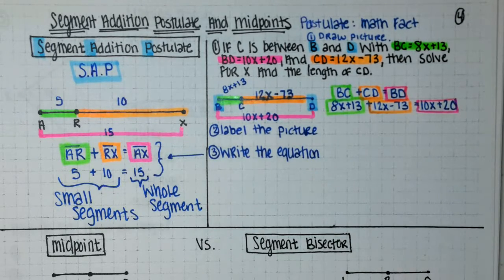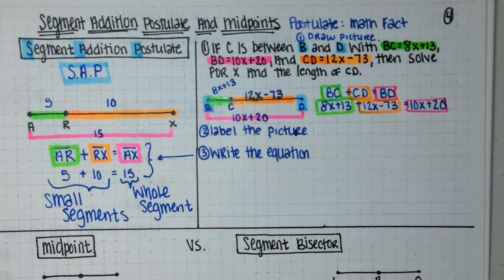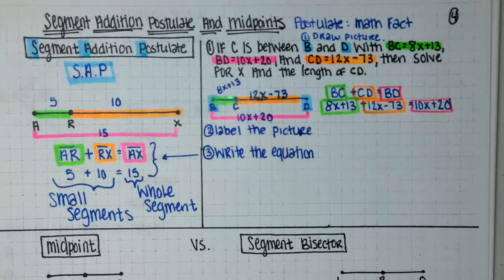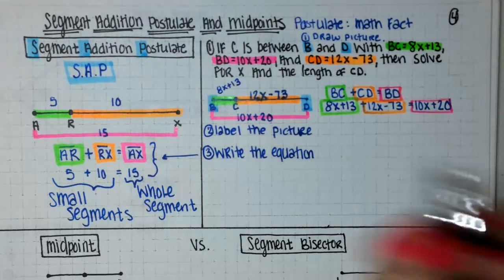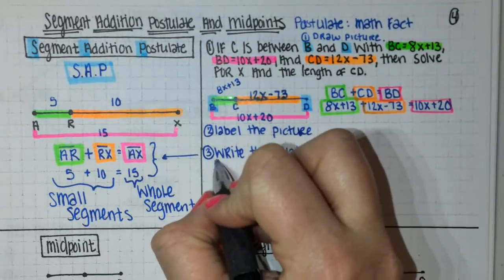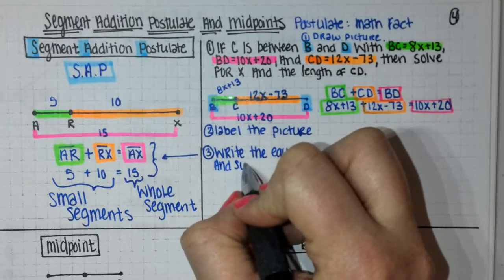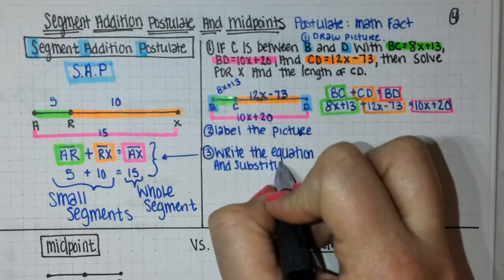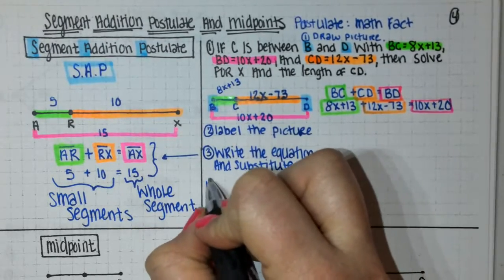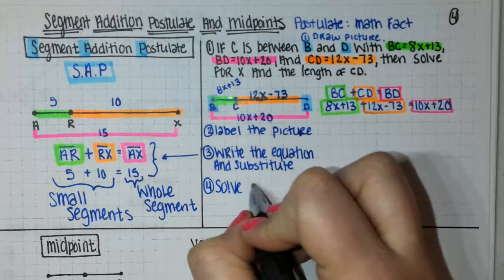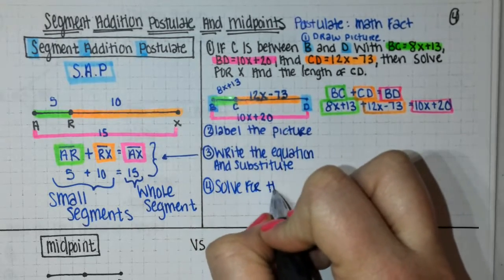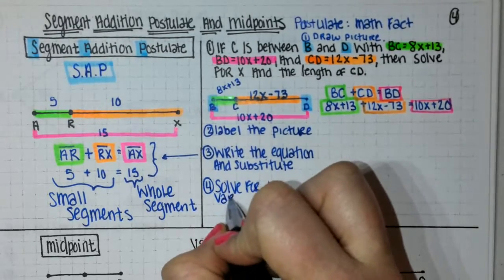To continue solving, what we're going to do is combine like terms. So back in Algebra 1, we practiced combining like terms. It's been a little while since we've done some math, so we're going to practice. So after we write the equation and substitute, because that was step 3, step number 4 is to solve for the variable. And in this case, our variable is x.